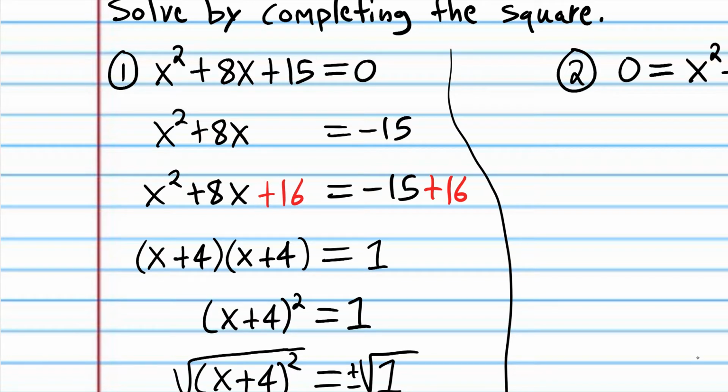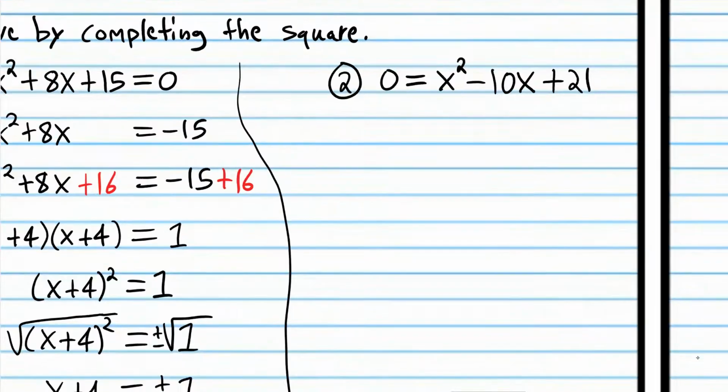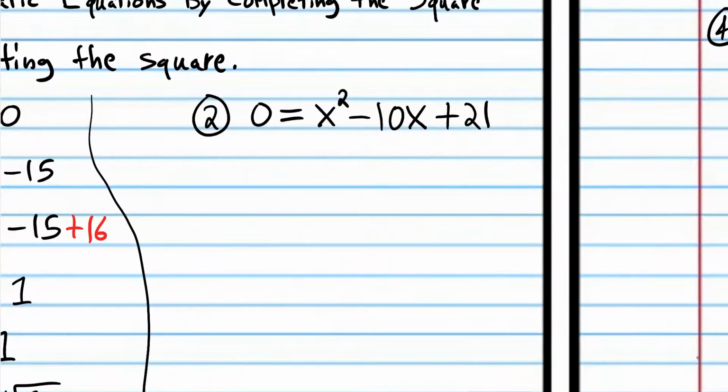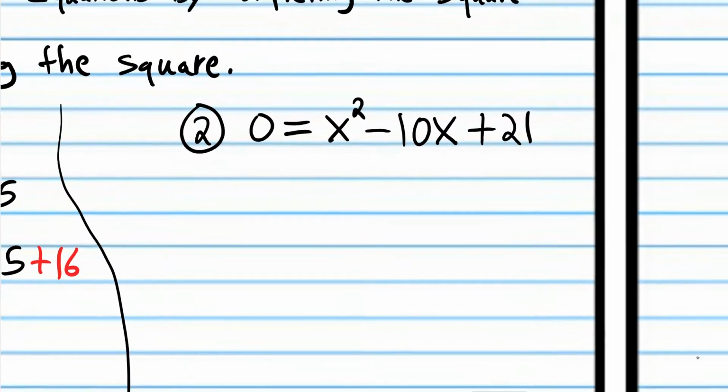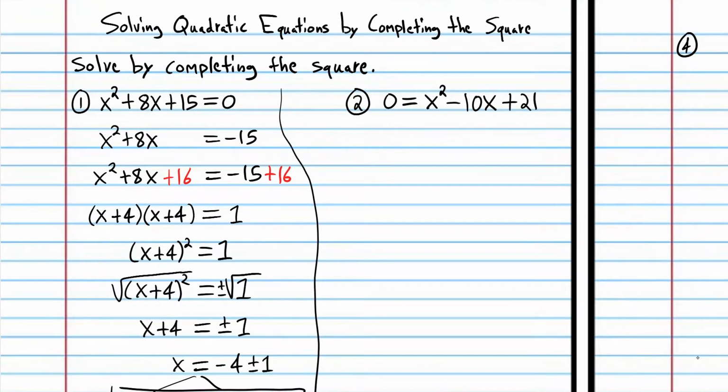Now, I know what you're thinking. You're thinking, I can't remember that. Well, we're going to do a bunch of problems, and it's going to get to the point where you won't be able to forget it even if you tried. So let's try another one of these problems. Like we did in the previous problem, we're going to take the last number that doesn't have an x on it and move it over, so we have negative 21.